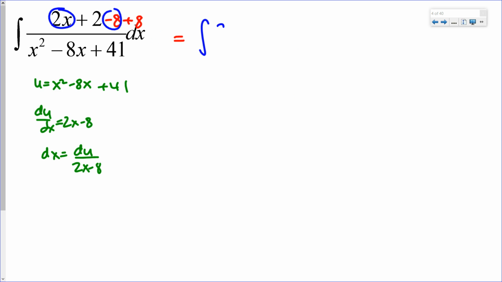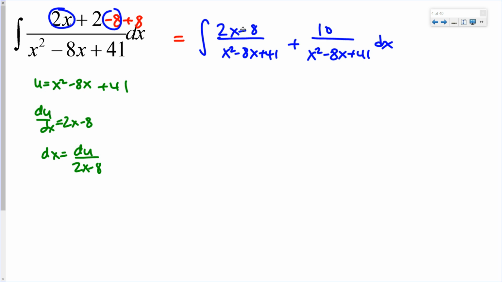So I'm going to change this to 2x minus 8 over x squared minus 8x plus 41, plus what I have left over is 2 and 8, so that's going to be plus 10 over x squared minus 8x plus 41, and that's a dx. If I add these two fractions together, will it give me 2x plus 2 on the top? Yes, it does, because minus 8 plus 10 is 2. So this is equivalent to this original problem right here.